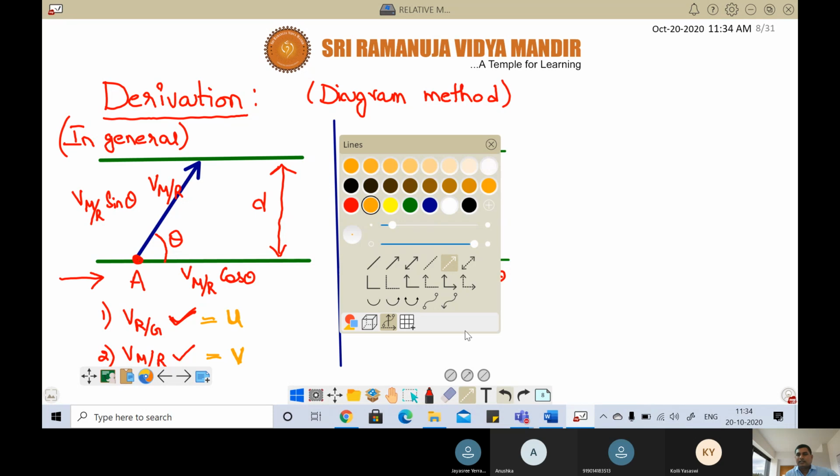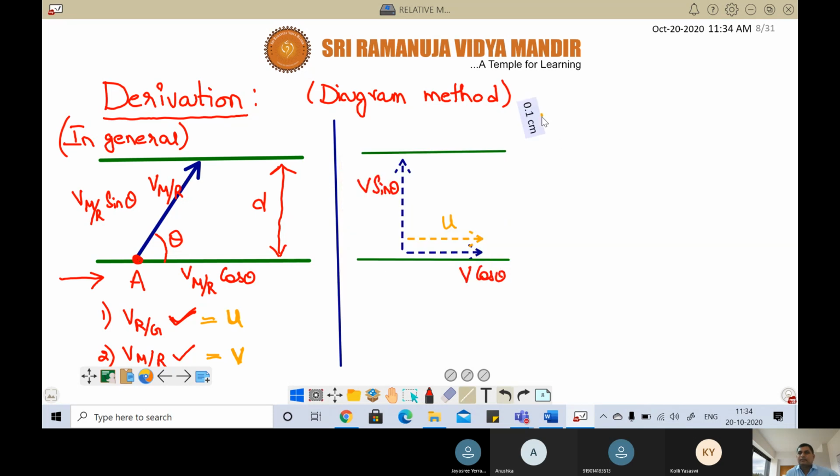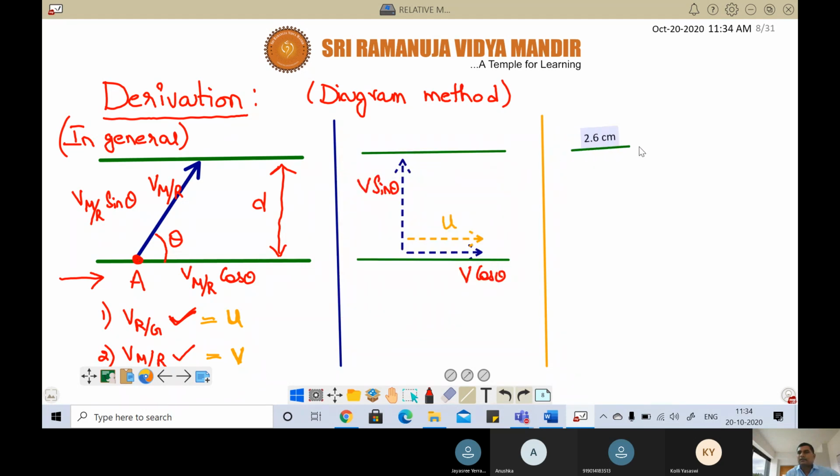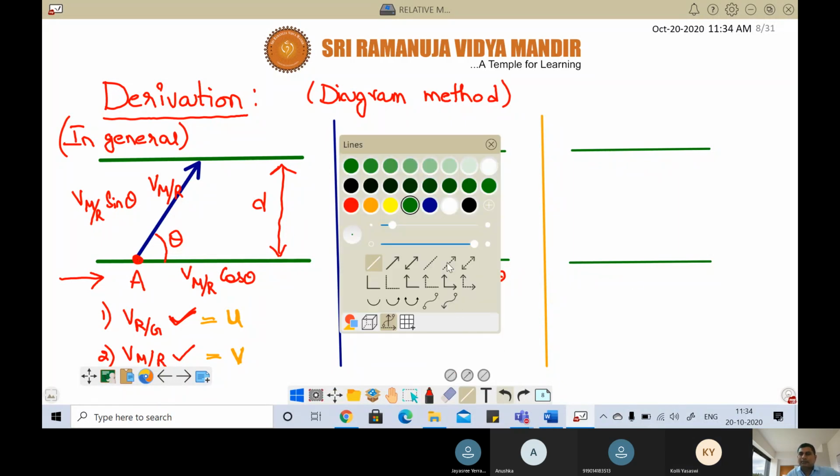Now the third diagram, the final diagram. Tell me, what will be the net velocity in x direction? What will be the net velocity in x direction? Tell me. So u plus v cos theta. Correct. If you see, there is a component.